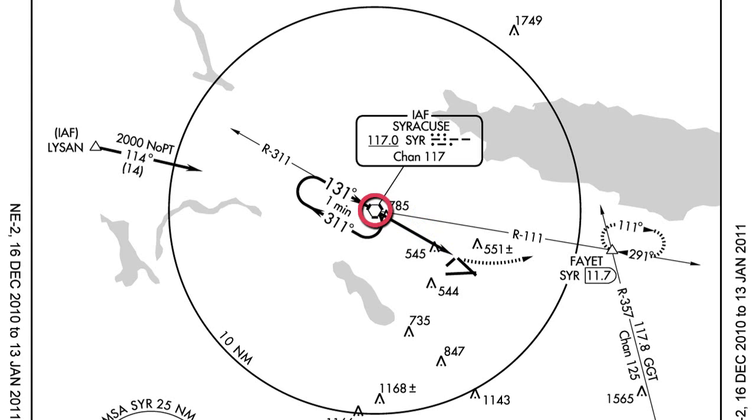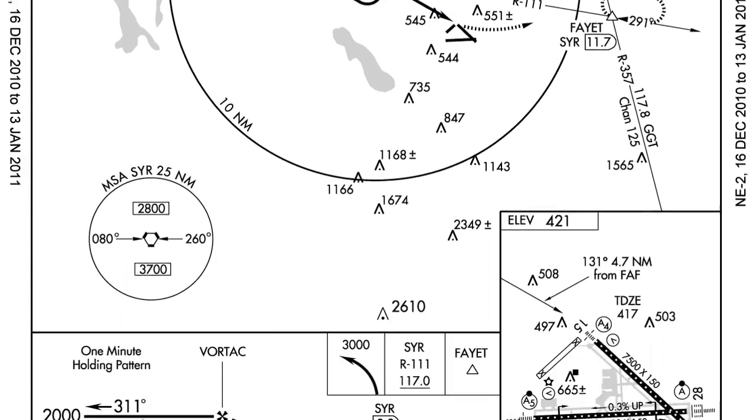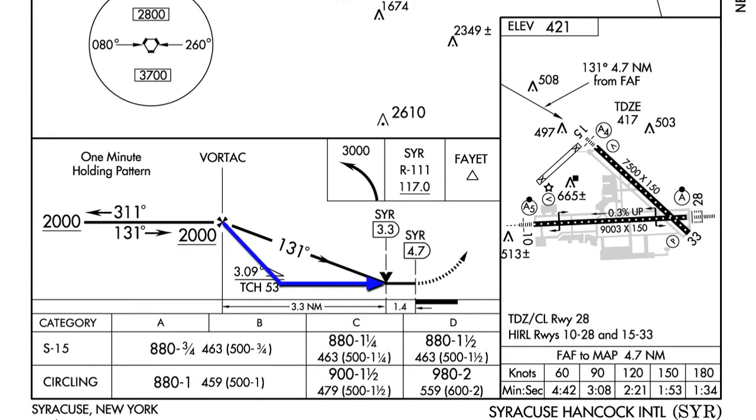If we use Syracuse VOR as our IAF, initial approach fix, where we start the approach, we're going to have to do a procedure turn. But if we're coming from Liaison IAF to the Syracuse VOR, we won't have to do it. And that is always noted as no PT. If we look at the altitudes, we are coming at 2,000 feet, and we're going to maintain 2,000 feet until we reach Syracuse VOR. Of course, we're coming on a heading of 114. As we overfly the Syracuse VOR, we're going to intercept a radial of 131 from the Syracuse VOR, and we're going to do a step down descent down to a decision altitude, which in this case is 880 feet.